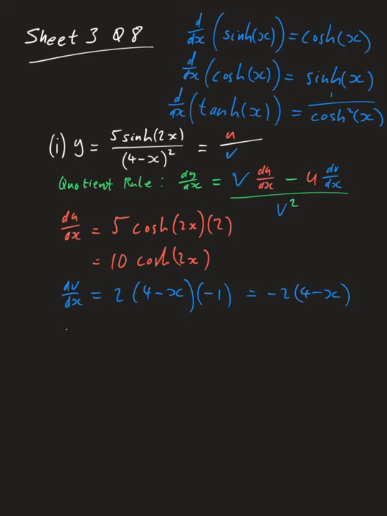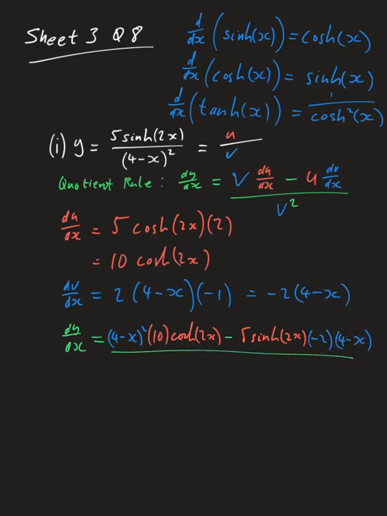Now we can do our quotient rule. dy/dx is equal to v, which is (4 minus x) squared, times du/dx, which is 10 times cosh of 2x, minus u times dv/dx. So u is 5 sinh of 2x, and dv/dx is minus 2 times (4 minus x), all over v squared, which is (4 minus x) to the power of 4. So to the power of 2 squared again, multiply the two powers and get 4.